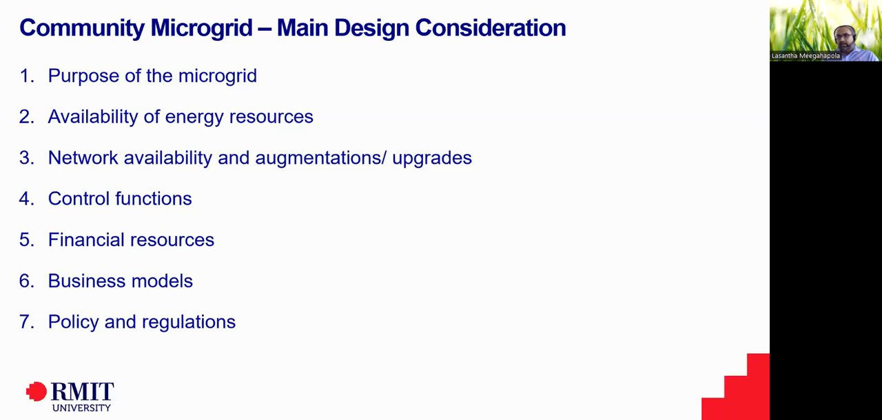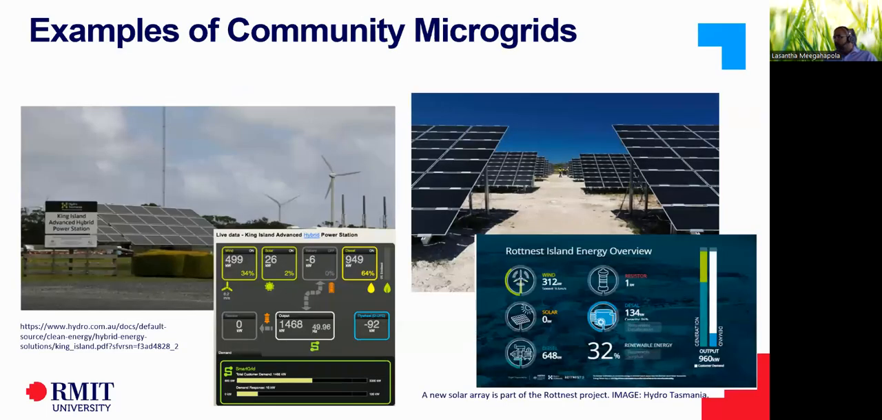So at this stage, there are some good examples. One is the King Island microgrid, as well as the Rottnest Island microgrid. And there are also emerging examples in Victoria, like Yackandandah, and in the future, Donald and Tarnagulla could be some other microgrids.